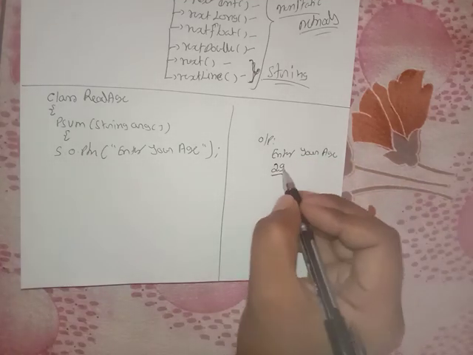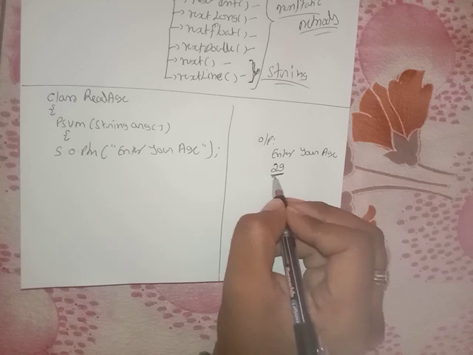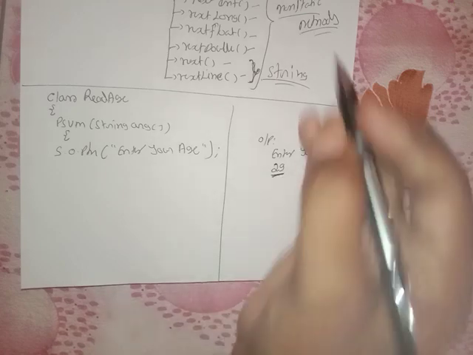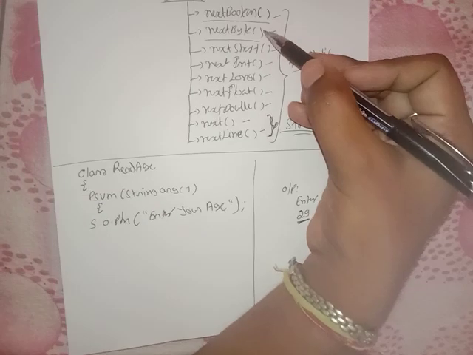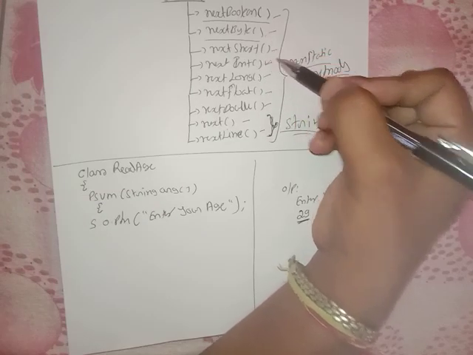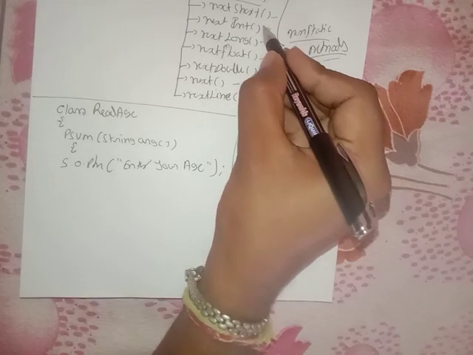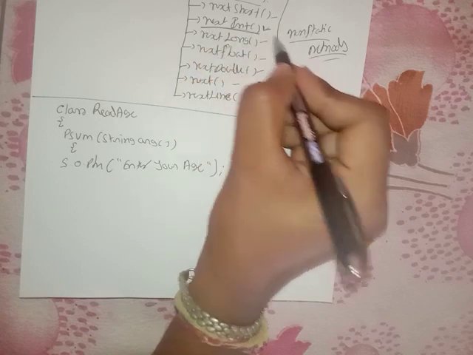To read 29, which type of value is it? Let's assume it's an integer type value. To read the integer, either you can use byte, short, int, long. My intention is to read it as an integer. For that purpose, I want to call the nextInt method.